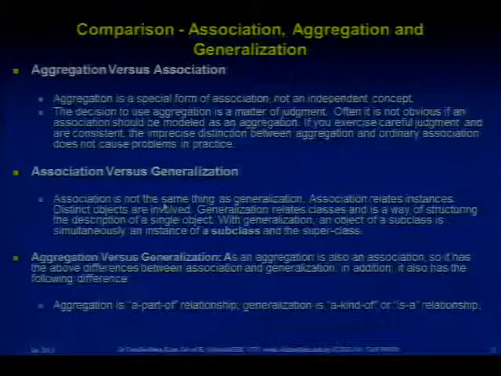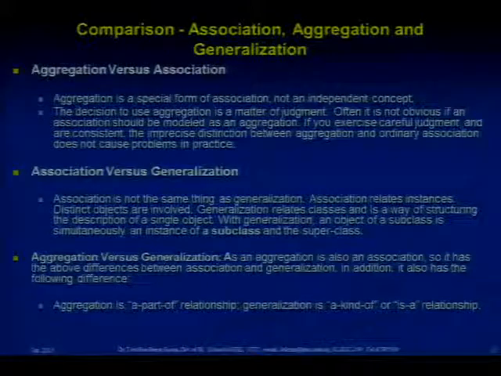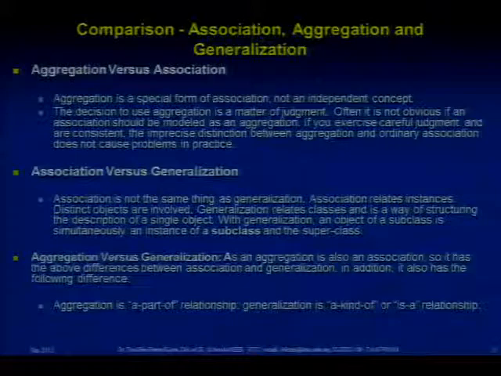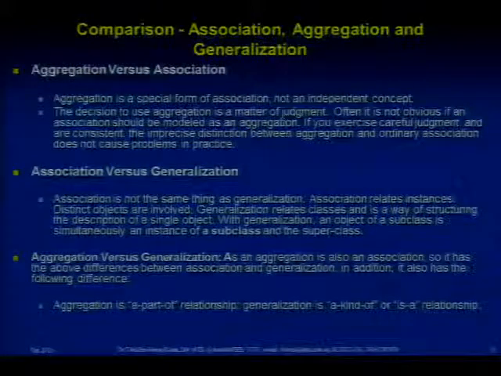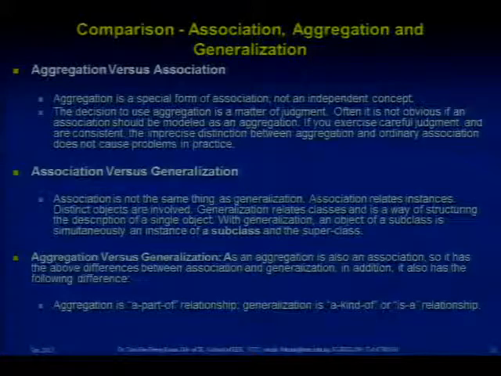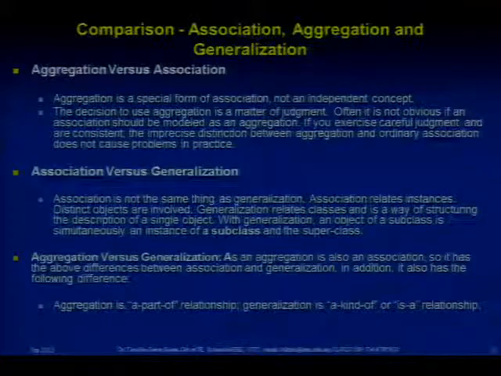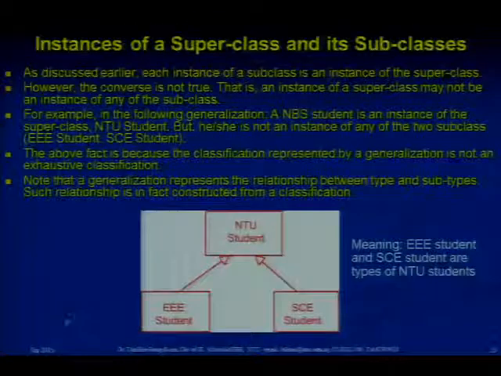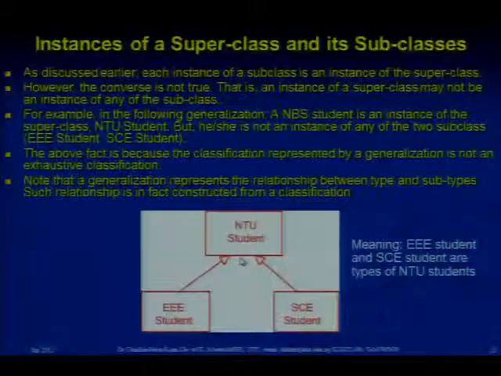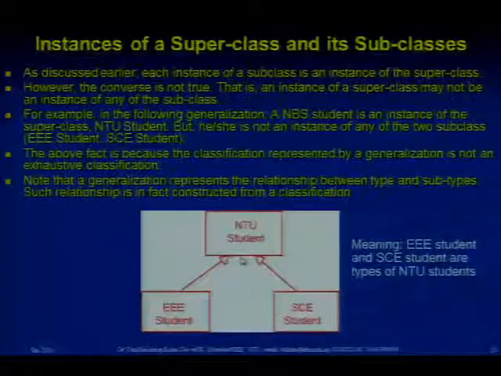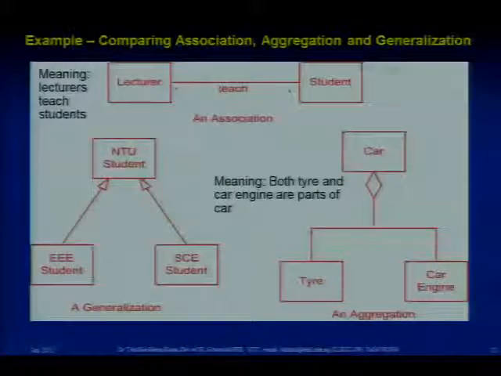Okay, how about association and generalization? Generalization is very much different from association and aggregation. In generalization, we do not refer to different objects. When we look at a generalization, we always refer to a single object, as I mentioned to you earlier. We do not refer to different objects. A student is an NTU student. No different object involved. But when we refer to association or aggregation, we always refer to different objects.